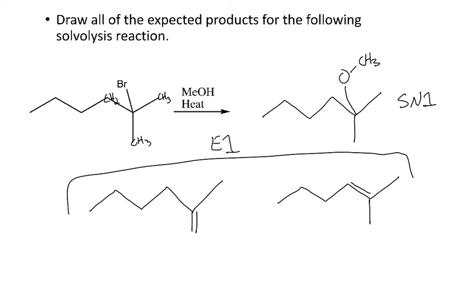Now, the problem doesn't ask us to do this, but among the E1 products, oftentimes we're asked which one is going to be the major product and which one is going to be the minor product, because this one is tri-substituted and this one is only di-substituted. We'd expect that this would be the major elimination product, and this would be the minor elimination product.